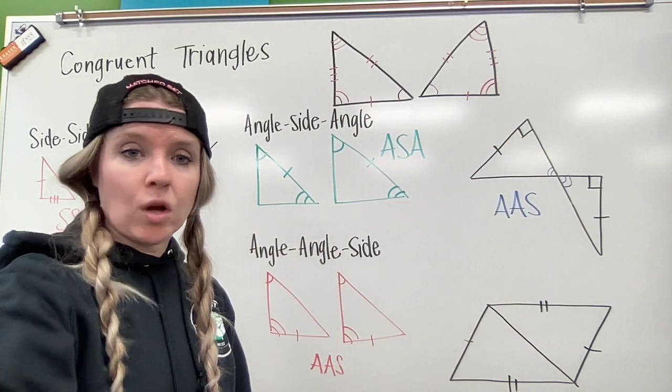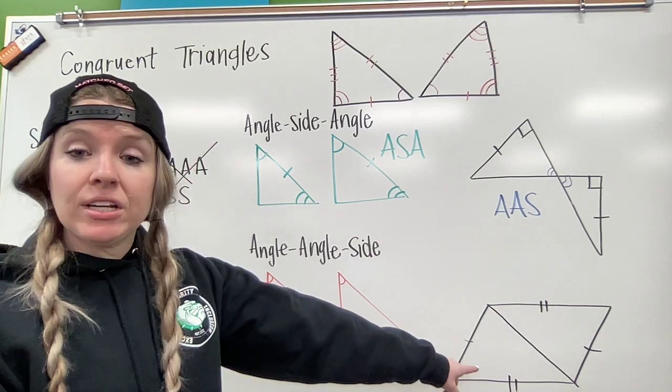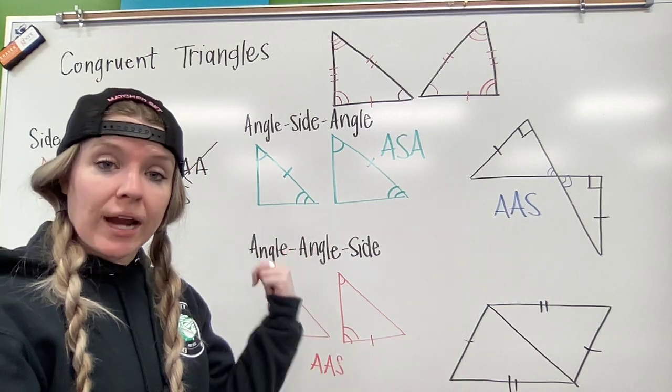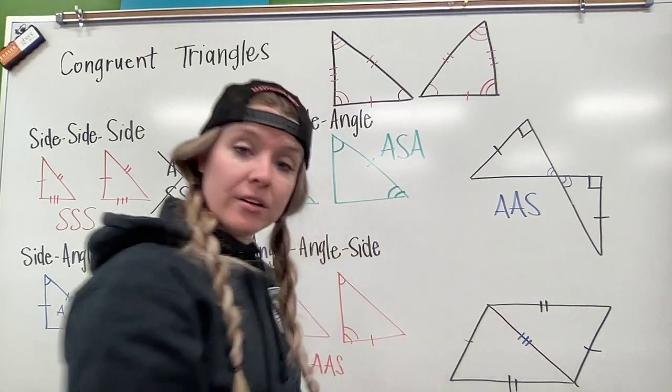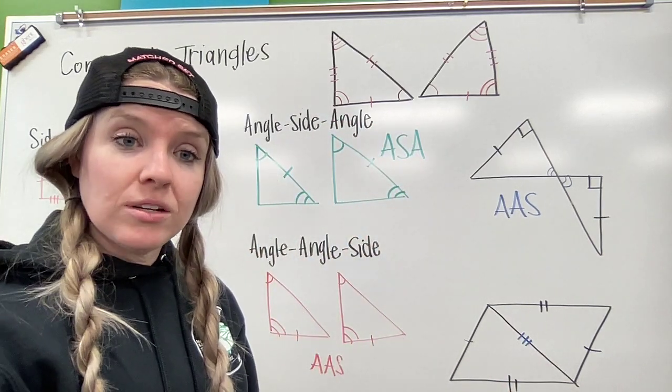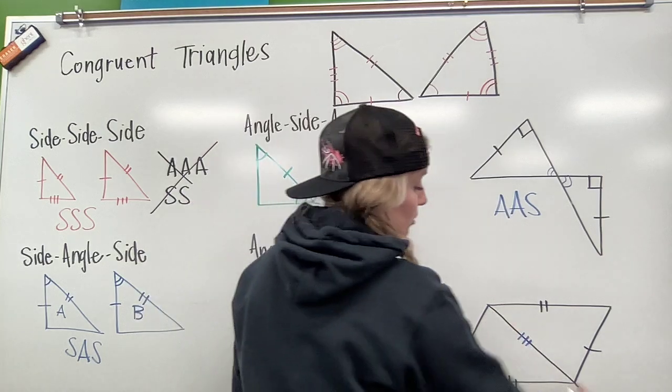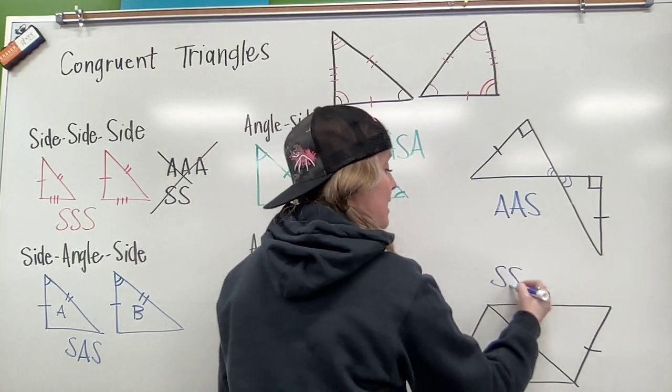Make sense? Hope so. Okay. Down here, I'm giving two sides from triangle A to triangle B, and then this third side is shared by the two triangles. So I know these triangles are congruent by side, side, side.